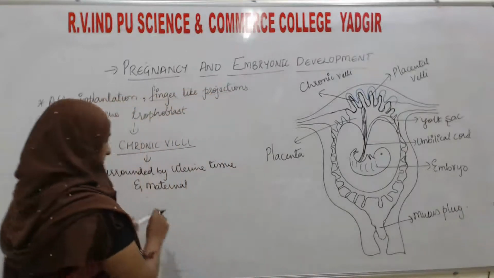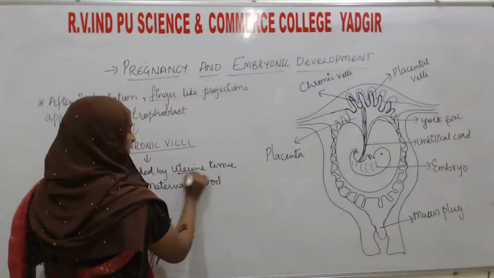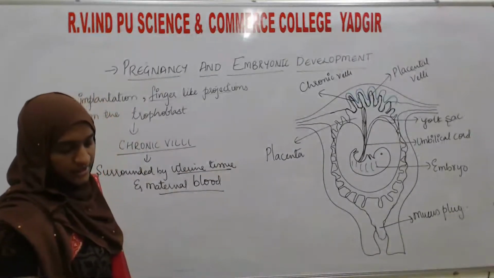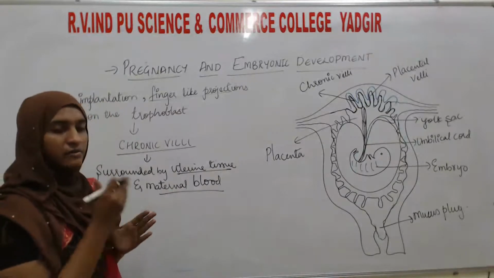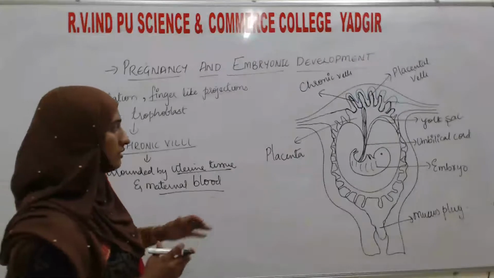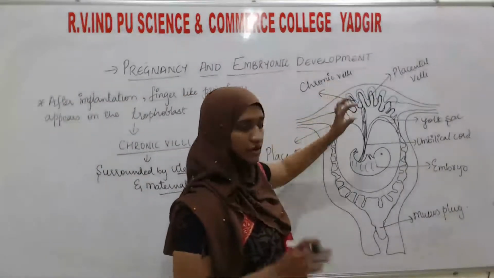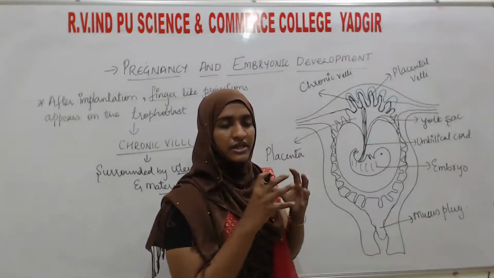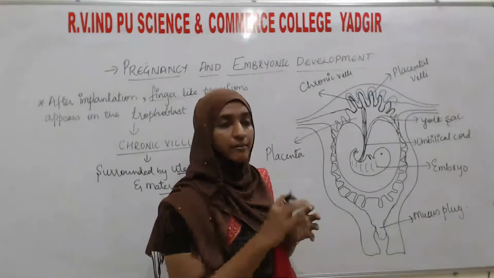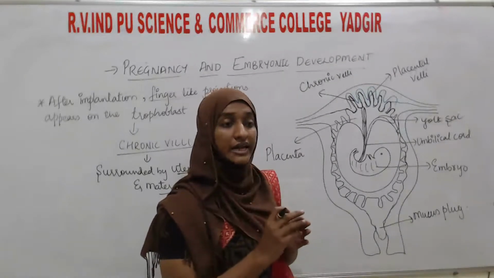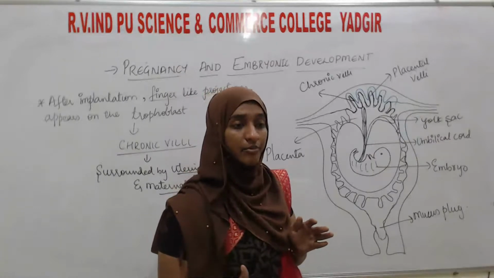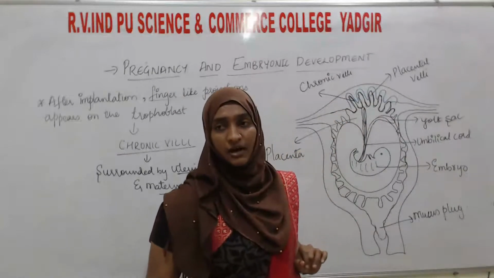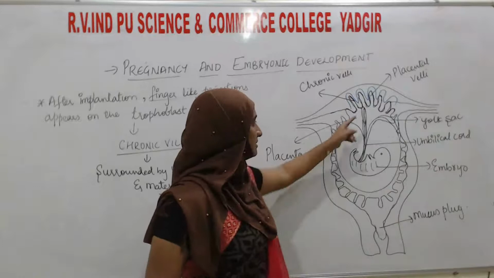Here the chorionic villi and uterine tissue become integrated with each other. You can see this uterine tissue and the chorionic villi are totally embedded with each other. Totally they are going to mix up to form an organic connection between the mother and the embryo, and that structure is what we call the placenta.